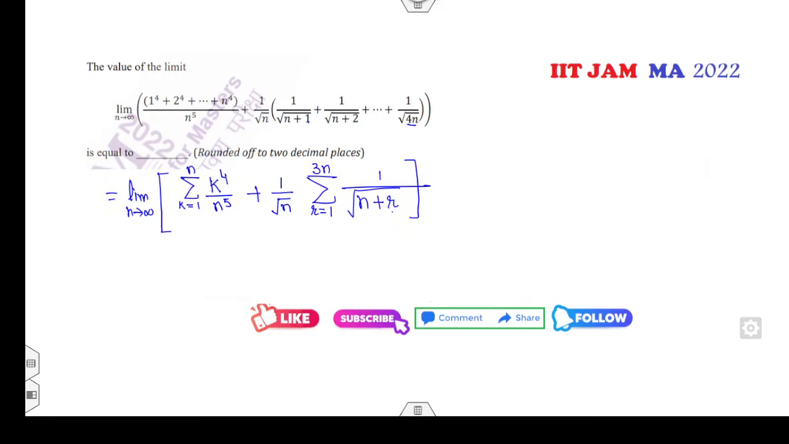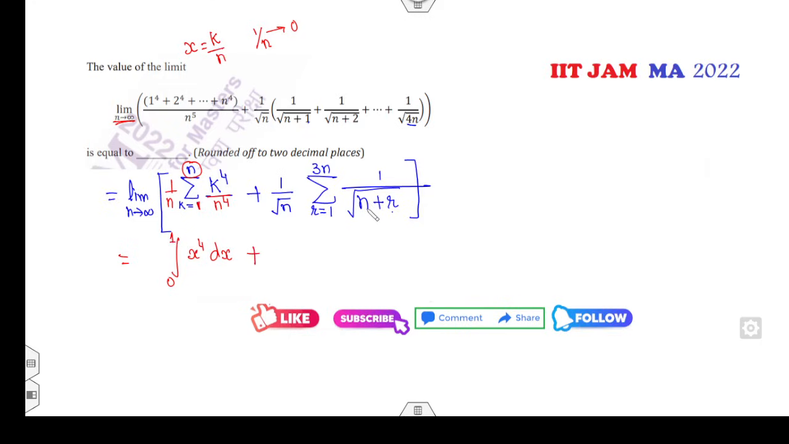Fine. Now again the same rule. I can write in terms of n. So I can write 1 over n separately and n for... So the first one becomes x raised to power 4 dx. Limits: in the first case I can take x is k over n. When k is equal to 1, it is 1 over n. When you take n approaches infinity, that will be 0. And when you take k is equal to n, the limit is 1.